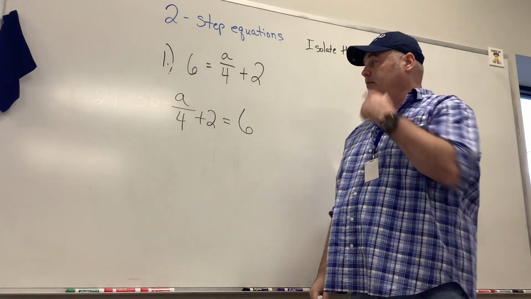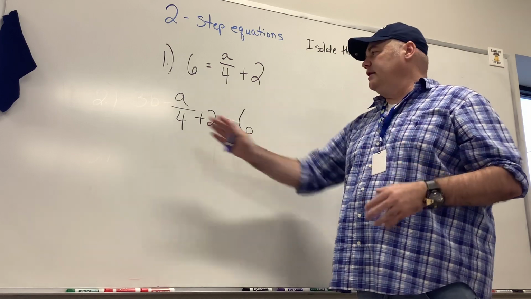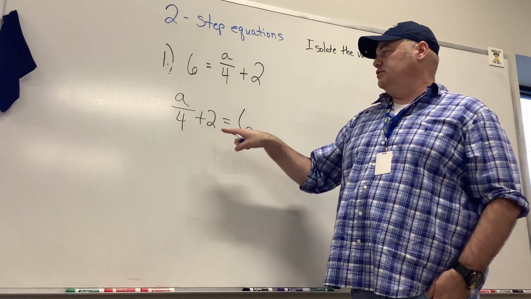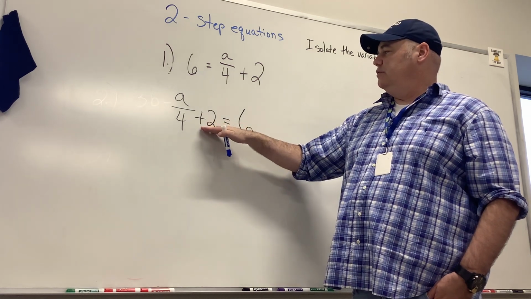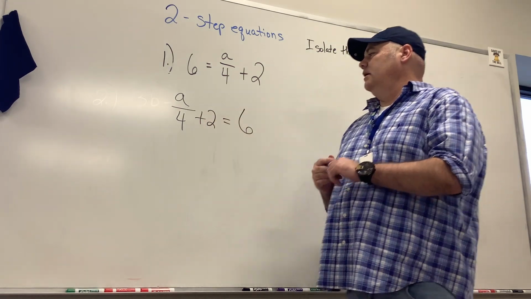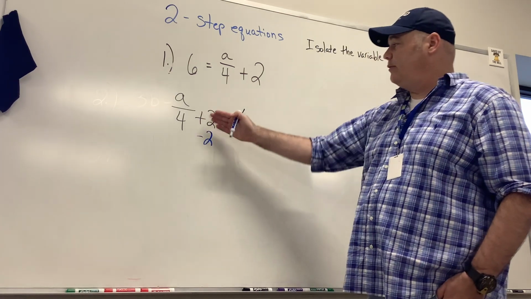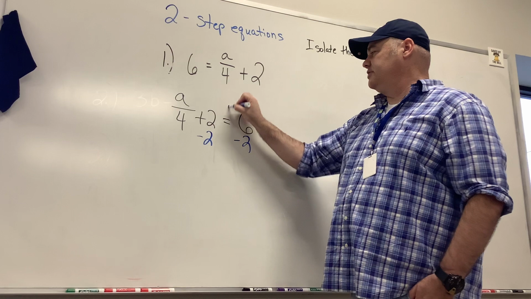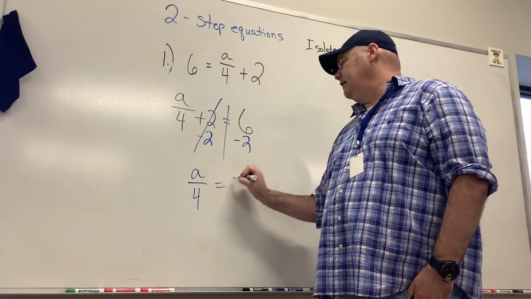You have to decide, and you've got to remember that when you're multiplying or dividing, you have to do the whole thing. So to avoid big numbers here, the best thing to do is to get rid of this 2 first, because you can move the 2 by subtracting it, and it goes away really quickly. So let's move the 2 first by subtracting it. We want this gone, so we want it to be 0, so we subtract 2 on this side of the fence. Now all I'm left with is a over 4 equals 4.